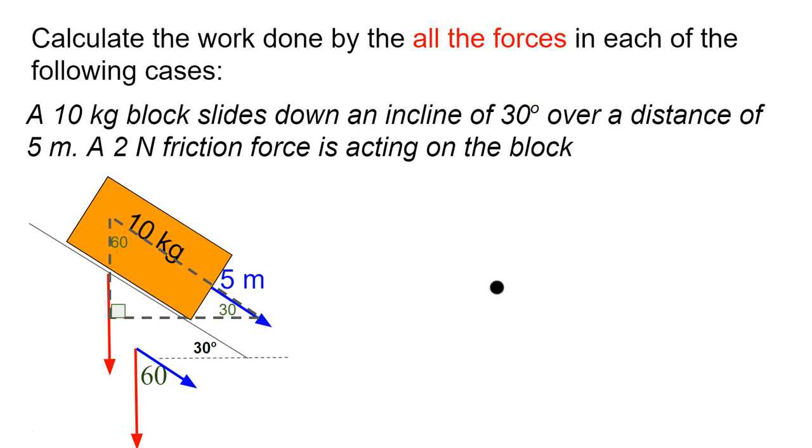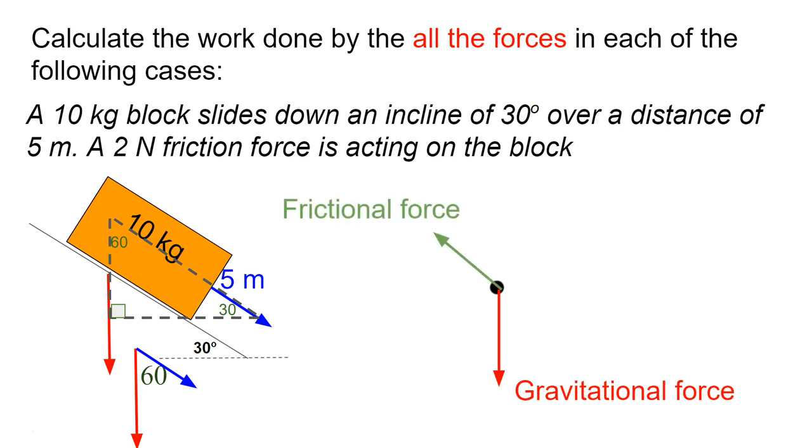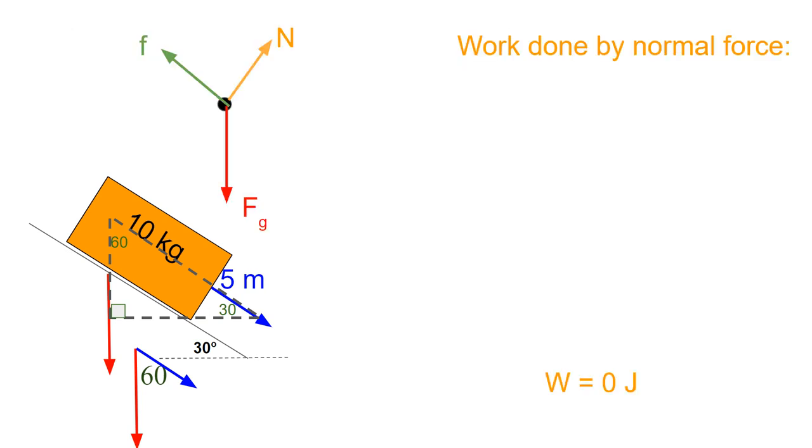So I draw a free body diagram showing all the forces acting on this block. So I know gravitational force is going down. I know my friction force is going in the opposite direction than the direction that this block is traveling. I know the normal force is 90 degrees to the surface. And those are my three forces that are acting on the block. So now let's slowly go and work out the work done by each of these forces. So let's start with the normal force.